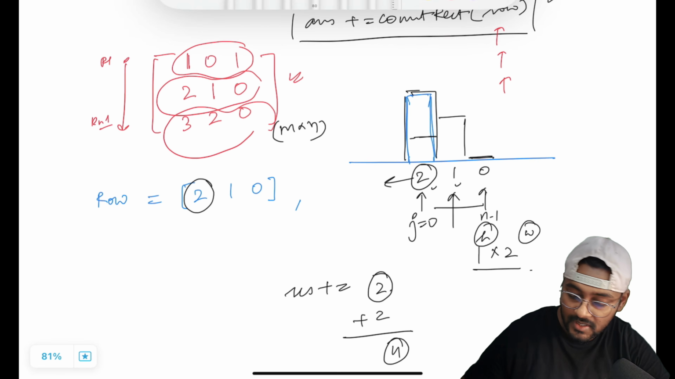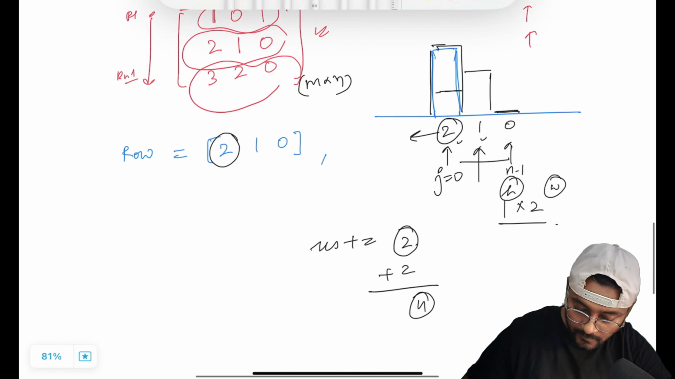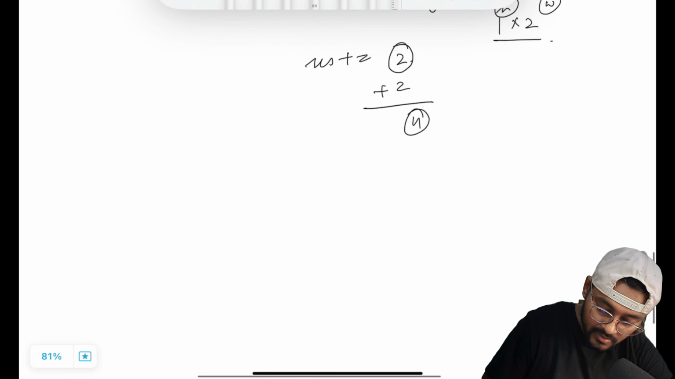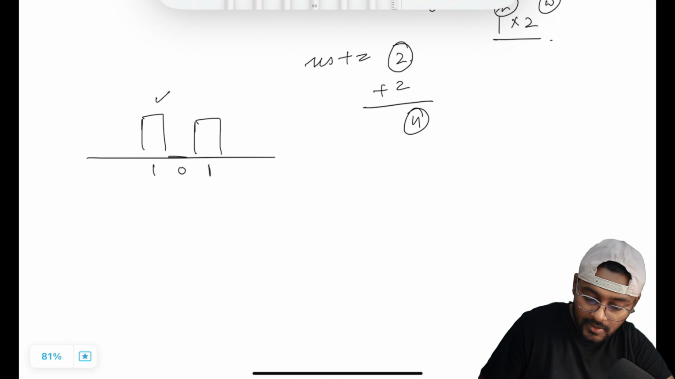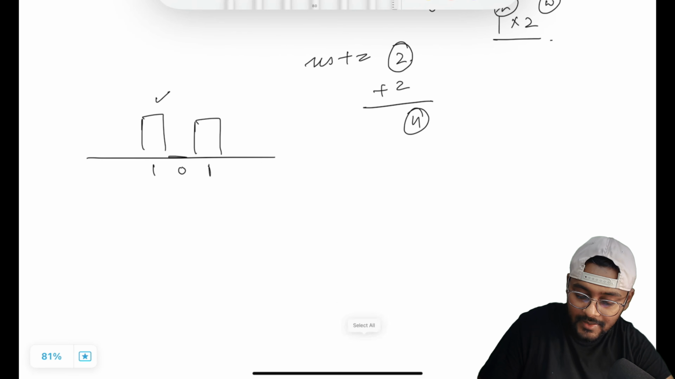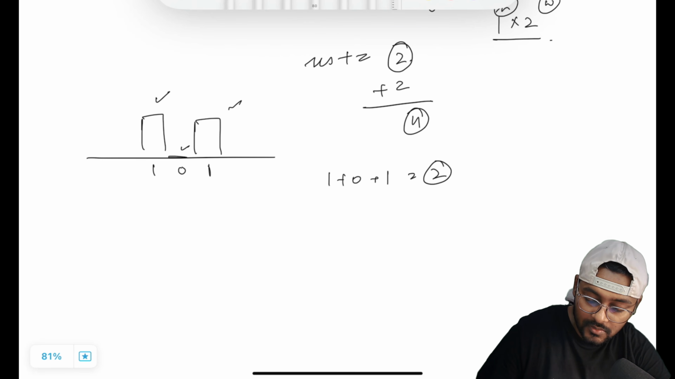So we are going to use the same logic. Let's try to do it for the whole row. First row is 1 0 1. Ending at this block, how many rectangles can I form? 1. Ending at this block I can form 0. Ending at this block I can form only 1. So that is 2.